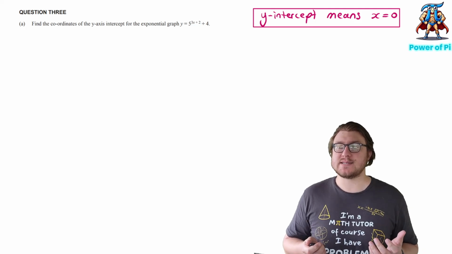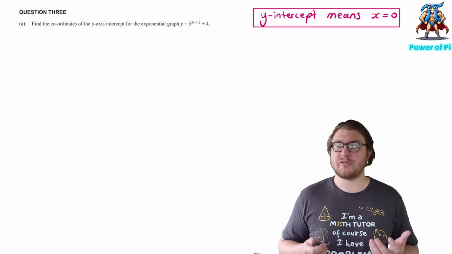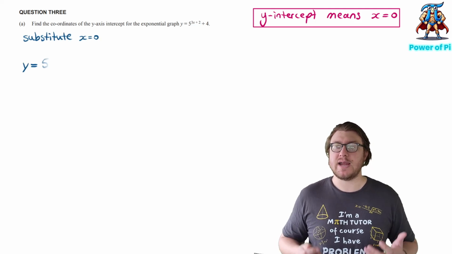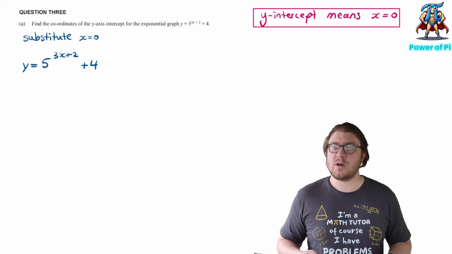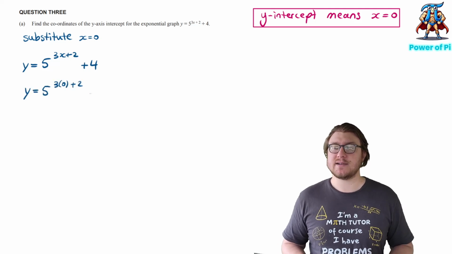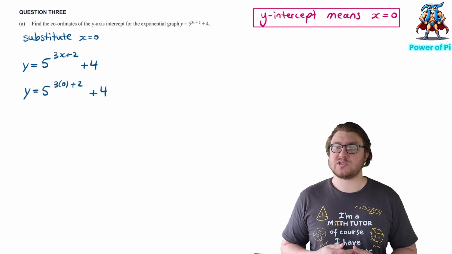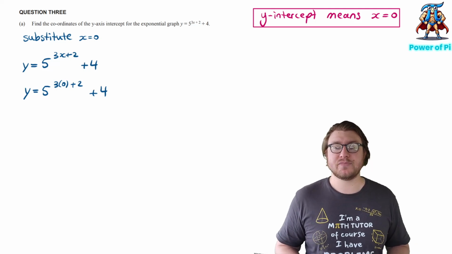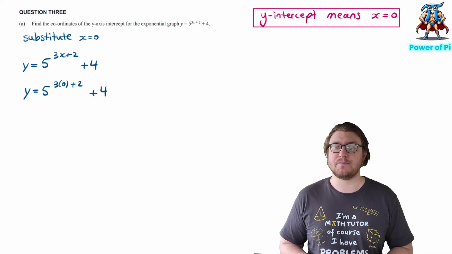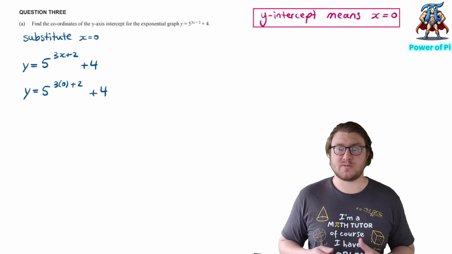So that means we need x is 0 for our equation. So we can just substitute in x is 0 into our equation. Well, this is our equation. So let's put in 0 for x. Then we get 3 times 0 plus 2 in the power. And you can just put this whole equation just like it is in the calculator, or you can follow through with the steps with me.